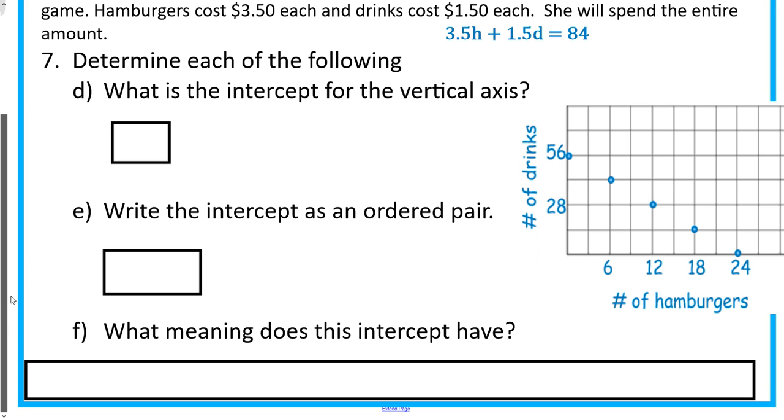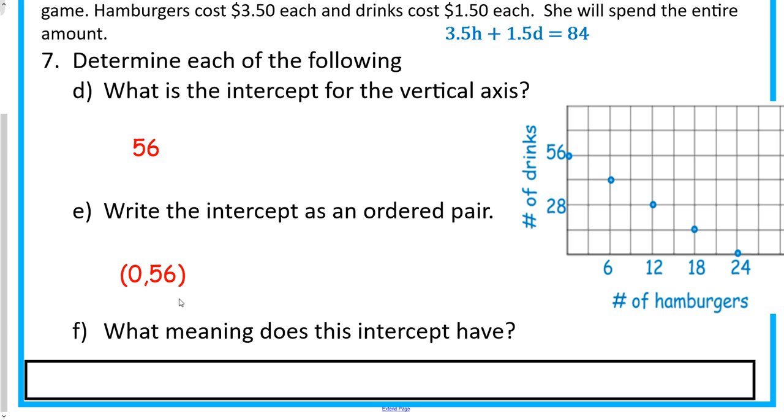What is the intercept for the vertical axis? The vertical axis, which is D, it would be 56, and that ordered pair would be (0, 56). And what does that mean? It means that if you buy 56 drinks, you cannot buy any hamburgers because you're not going to have any money left.